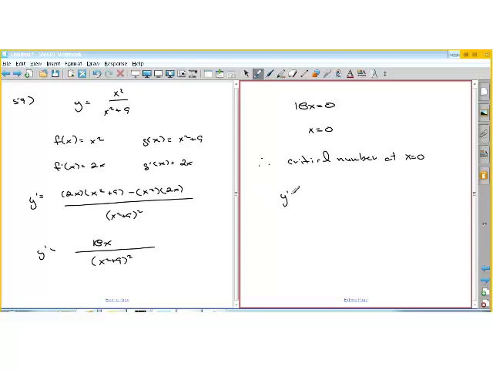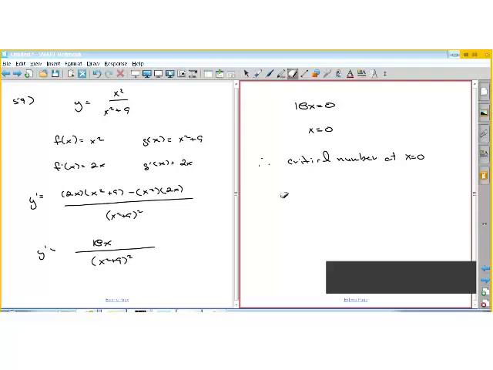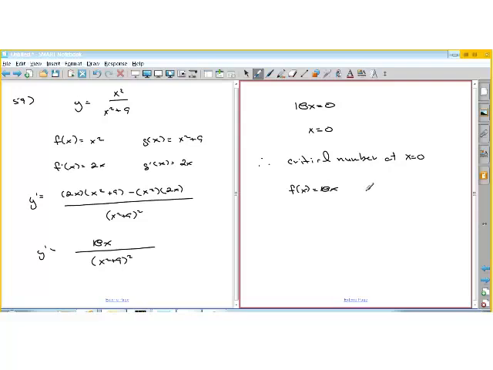So we have y prime. Well, let's use the quotient rule again. So we have f of x is 18x. g of x is equal to x squared plus 9 squared. So the derivative here is just 18, and g prime of x is 2 times x squared plus 9 to the first power times the derivative of u of x, which is 2x.